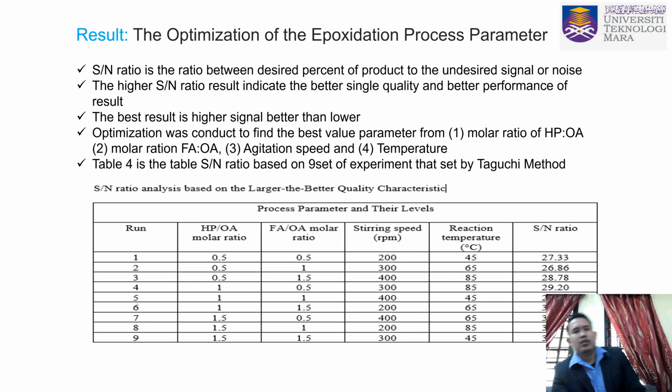So this is the result of the optimization. For the optimization process, we use the SN ratio. The SN ratio is actually the ratio between the desired product to the undesired signal or noise. So the higher SN is the best result, with better quality and better performance. The higher signal is better than lower.